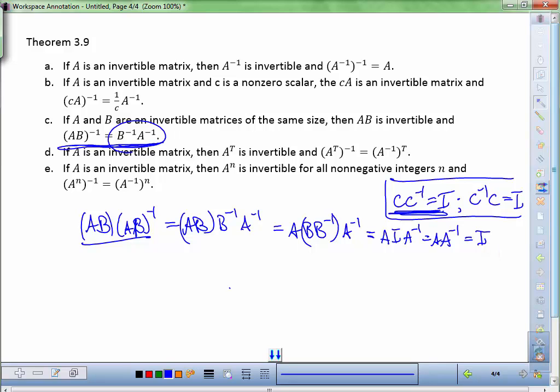So we've proven this part right here. Now all we have to do is prove the other part. So the inverse of AB times AB is eventually equal to I also. Because we turned AB times the inverse of AB, and you turn the inverse of AB into B inverse times A inverse, which is what they're saying. So what we're essentially doing is proving their formula and saying, oh, that formula works.